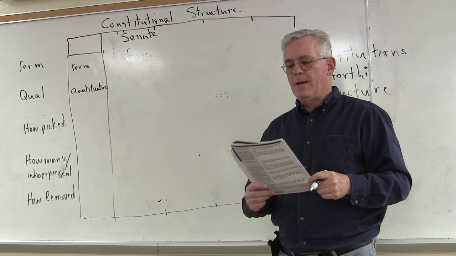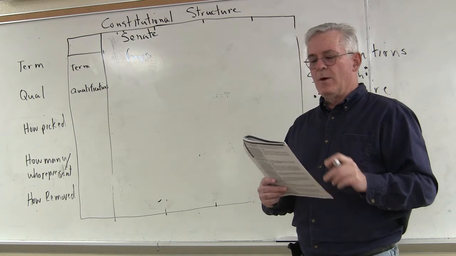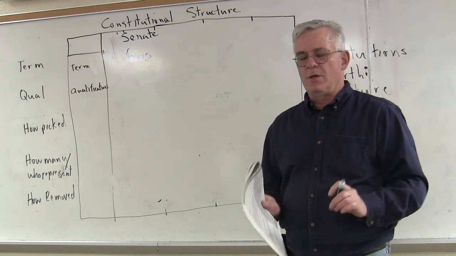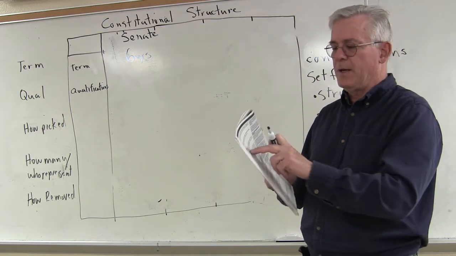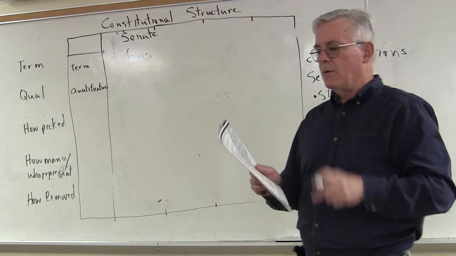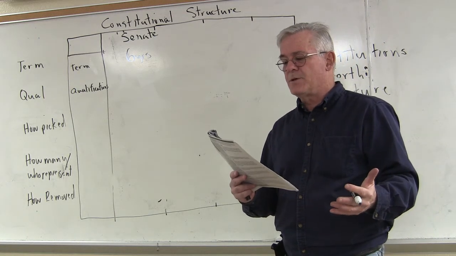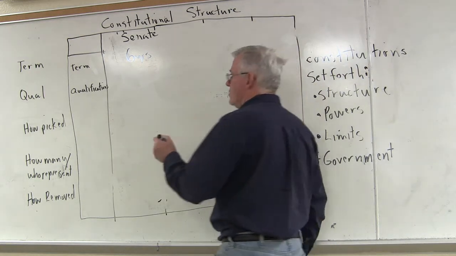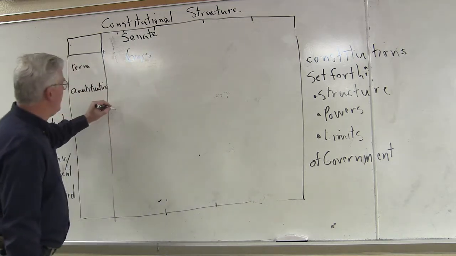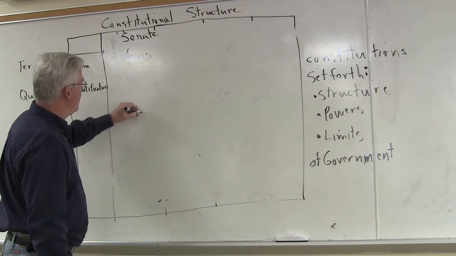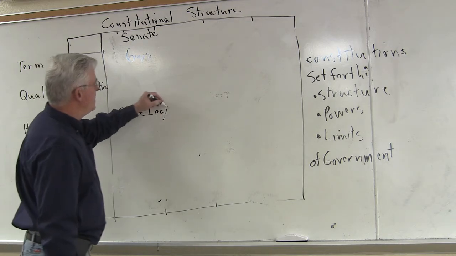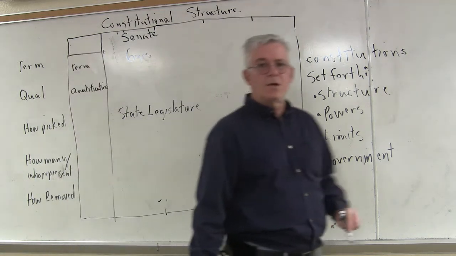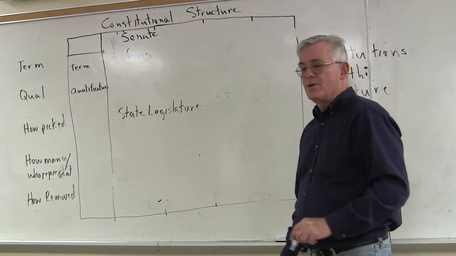How picked? Well, that's interesting. Now, here's the deal. The language written on this is the original Constitution. If there has been a change by amendment, it has been struck out. Okay, there is language here, chosen by the legislature thereof, that has been struck out. So, how picked? In the original Constitution, they were picked by the state legislature. They voted on who would be their senators. The people did not vote on senators.